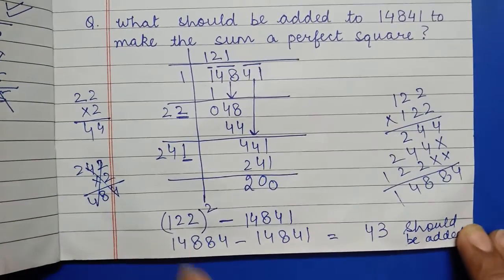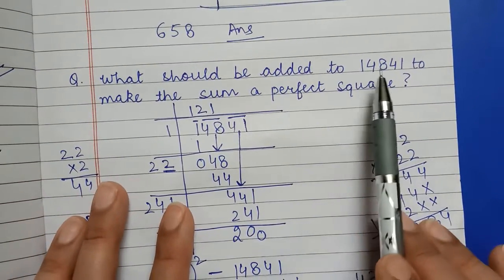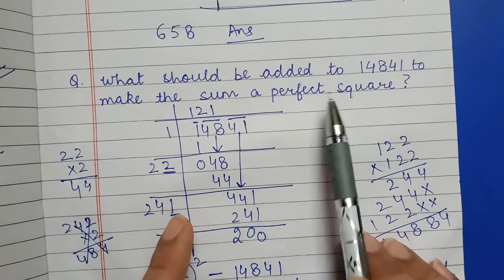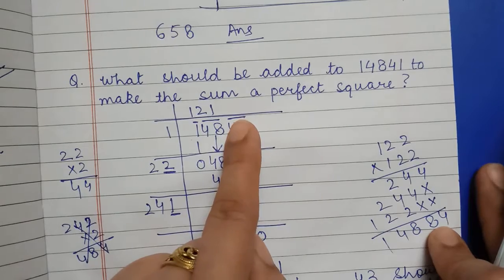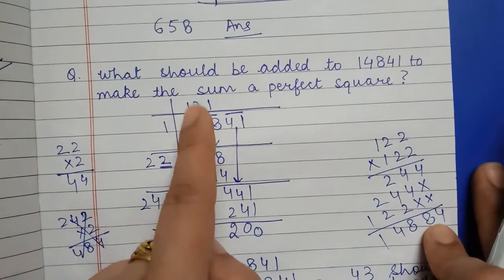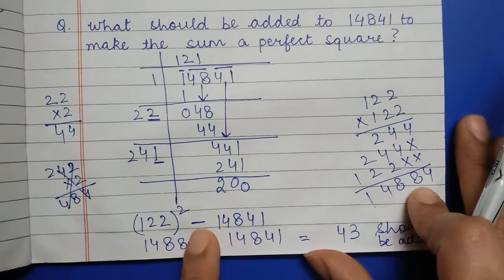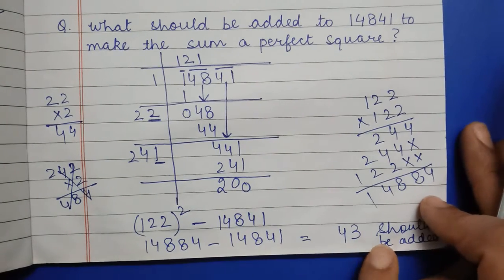Fine. So do remember that whenever the question is what number should be added to the given number, to make it a perfect square, then you have to find the square root by long division method, and the quotient you get, the next number of it, you have to square that number, subtract the given number, and you get the answer. Okay.